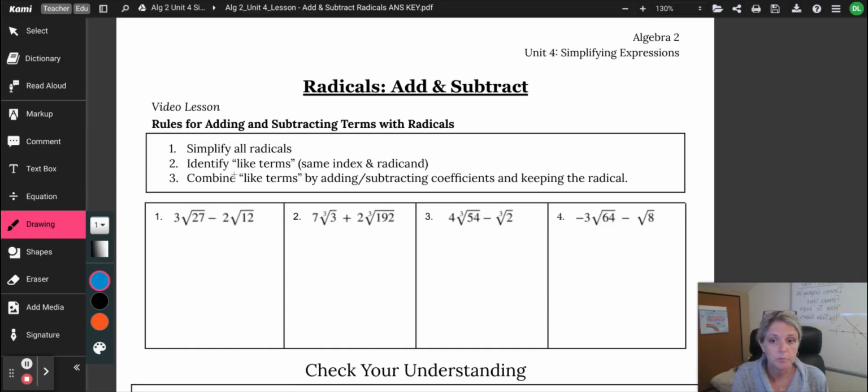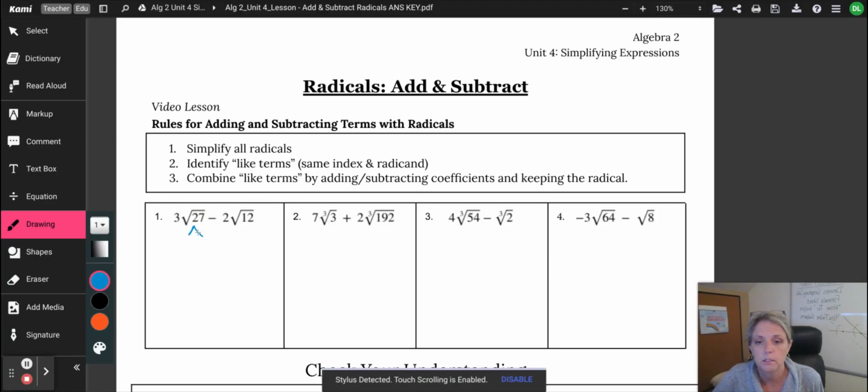Identify your like terms. They have to be the same index, so square root, third root, cubed root, or fourth root, and the same radicand. And then you can just combine your like terms by adding and subtracting the coefficients. Your radical will stay exactly as it is, just like a label. So you're just going to carry that along as you do your math. We'll look at a few examples and then I'll give you a chance to do your own practice.